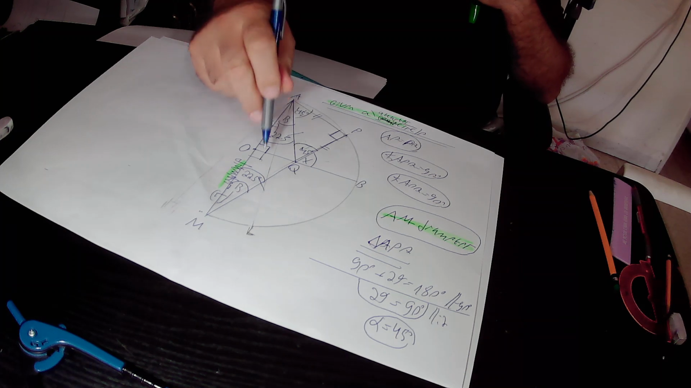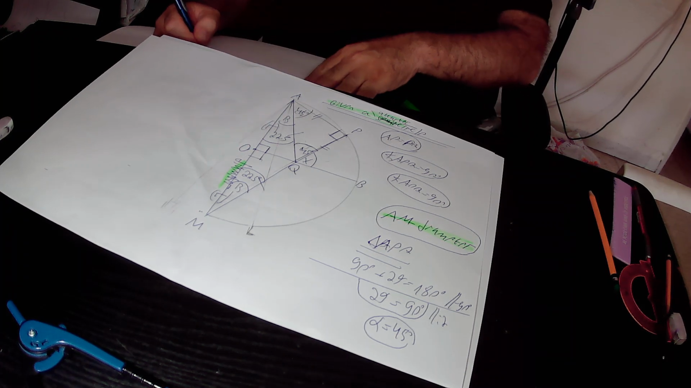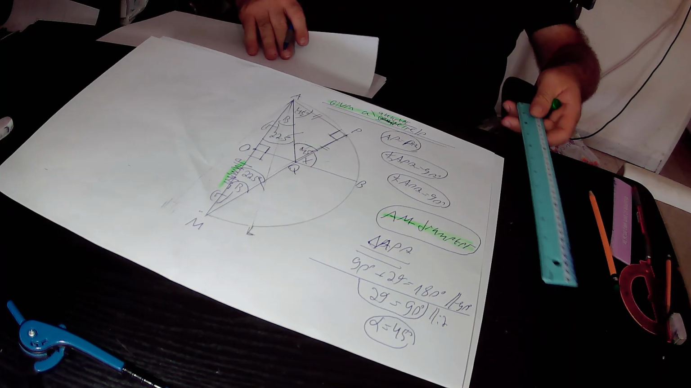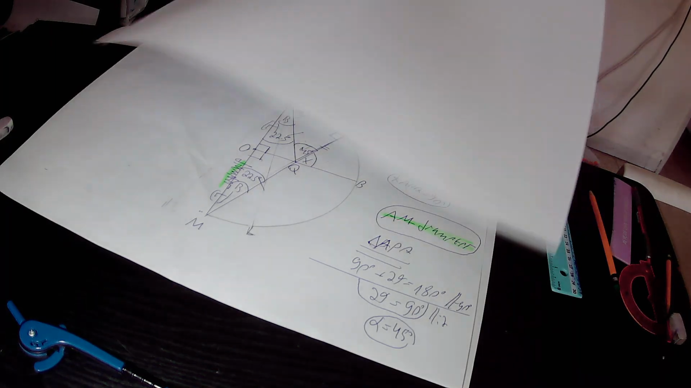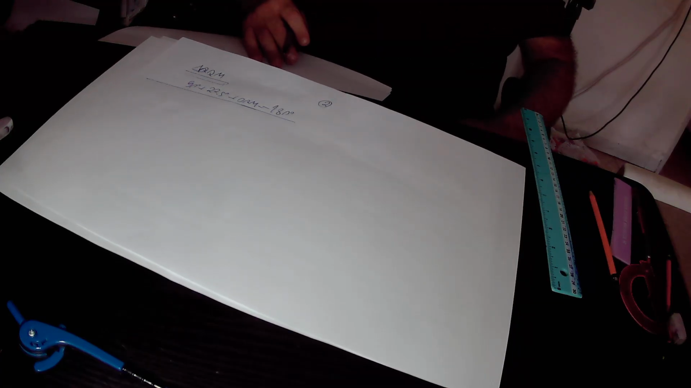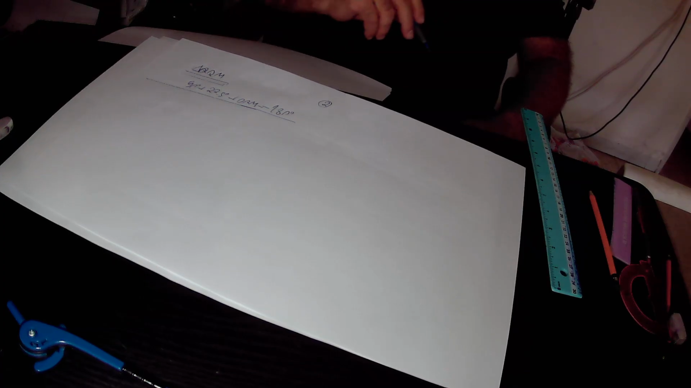So in total, the sum of those three angles must be equal to 180 degrees, according to the rule that says that the sum of the angles in any triangle is equal to 180 degrees. So again, the sum of the angles in the right triangle OQM must be equal to 180 degrees. So which angles do we have? The sum of those three angles must be equal to 180 degrees.